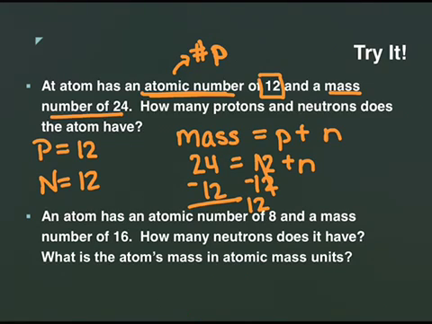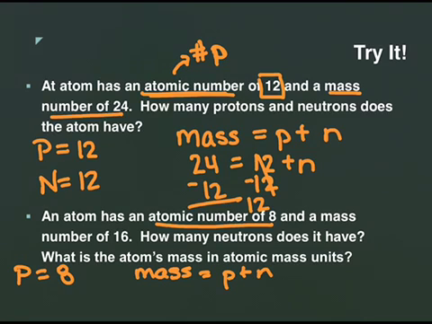So in the second example, an atom has an atomic number of 8 and then a mass number of 16. Alright, so since the atomic number is 8, we know that means that this atom has 8 protons. And then we use our little formula. Mass number equals the number of protons plus the number of neutrons. And so we can plug in what we know. We know our mass number is 16. We know we have 8 protons.